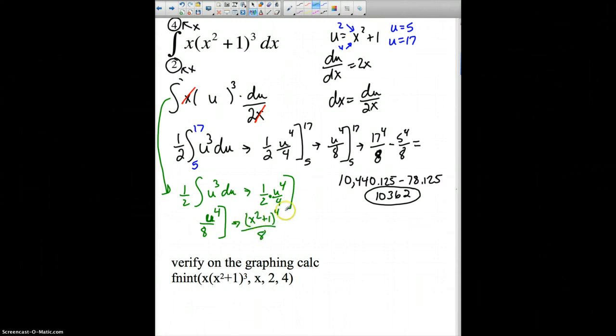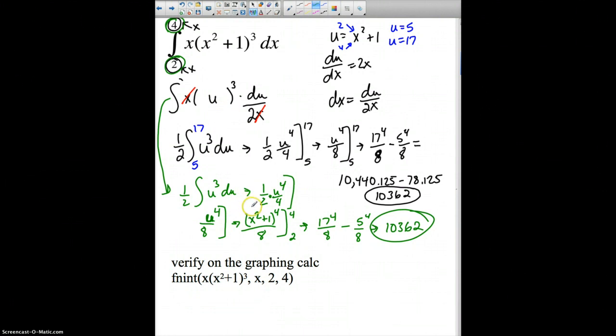And now that I have x back in there, I can use the 2 and the 4, which were the original limits of integration. So I can plug in 4, I get 17 to the 4th over 8, and plug in the 2, and I get 17 to the 4th, pardon me, over 8, minus 5 to the 4th over 8, which as you can see will still be 10,362. So if either way makes sense to you, use it.